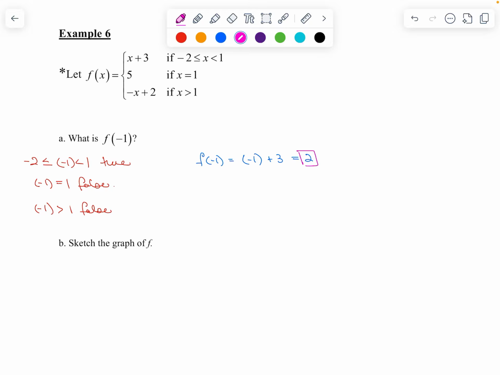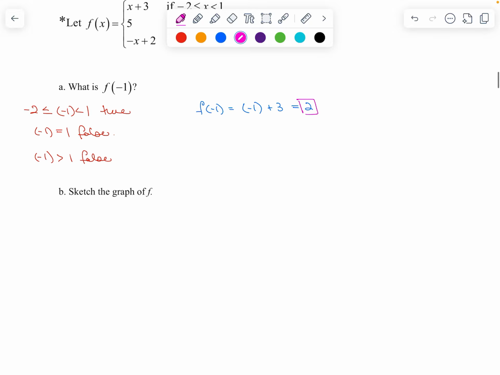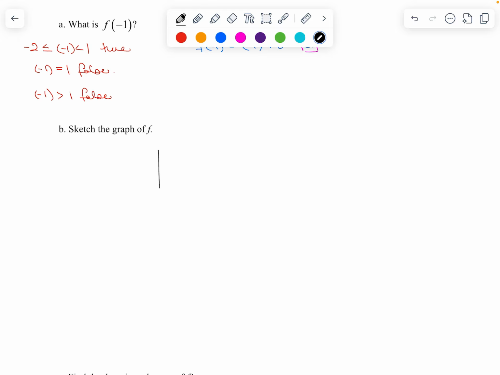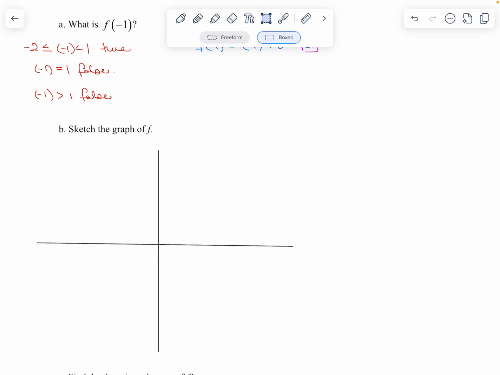Okay, now we need to sketch the graph of f. So I'm going to create my axes because for some reason I don't have one. Okay, let me straighten this out a little. There we go. So we're going to use the if statements to help guide us to create the graph.